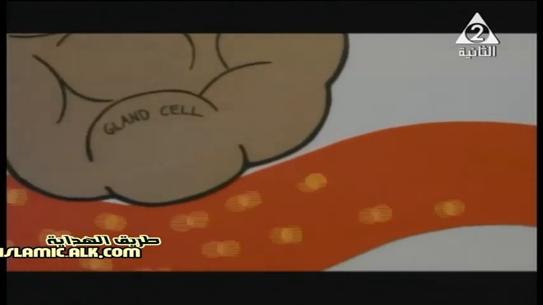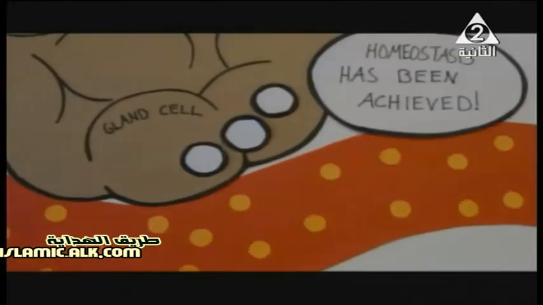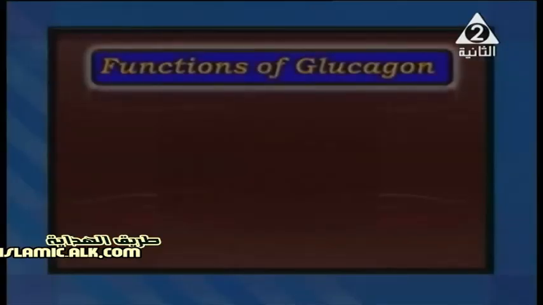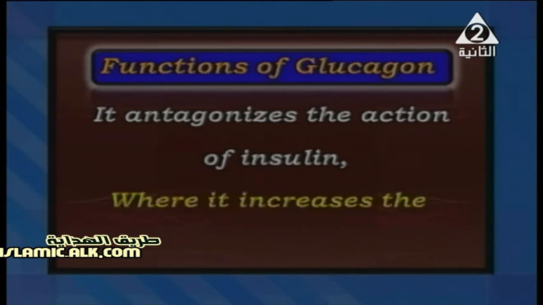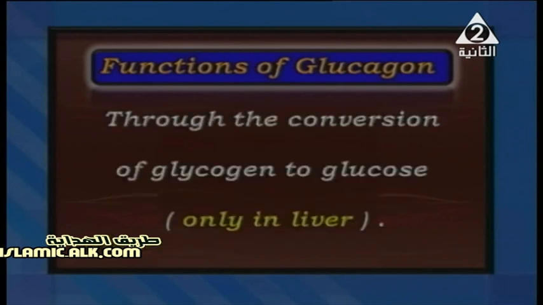Okay, as we said, the function of glucagon is that it antagonizes, or is contradictory to, the action of insulin, because it increases the glucose level in the blood. And by what? It converts the glycogen, the stored glucose inside your liver, into glucose.